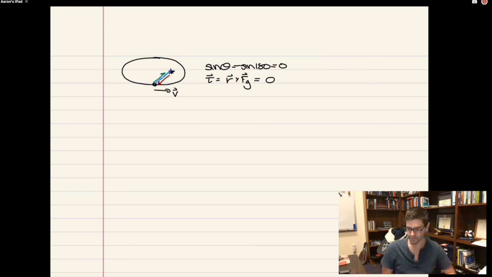There is no torque acting on the planet as it goes around the star in this simple little solar system where it's just the one planet and the one star. Even with the other planets, they don't really influence anything because the sun is where most of the mass is. It's the dominant thing in town.